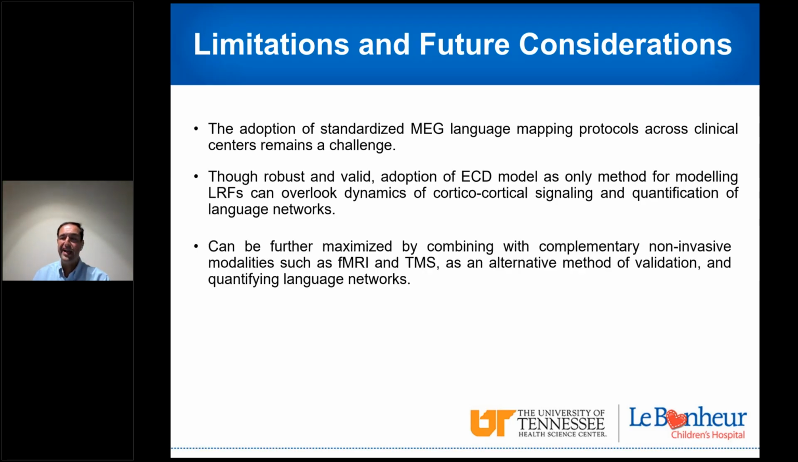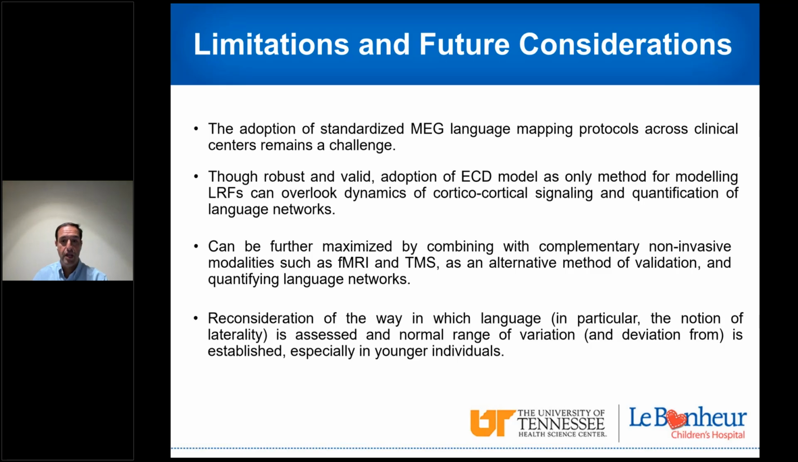One thing to consider is maximizing MEG based on the complementarity of using alternative techniques like functional MRI and TMS, which can act as another method of validation, but also give a different perspective on how language is organized based on the way they tap into those specific mechanisms. So really looking at commonalities between networks and differences that might not be visible by MEG in particular. And lastly, perhaps most importantly, is really to consider how we interpret the results.